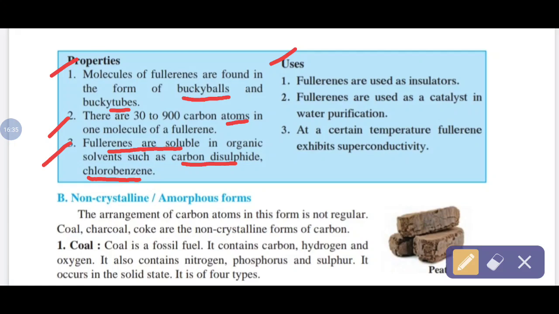Next, what are the uses of fullerene? So the first use is given here. Now check that. Fullerene is used as an insulator. Insulator means bad conductor of heat or electricity. Second use, fullerenes are used as a catalyst in water purification. Catalyst means the agent that acts in the water purification process.